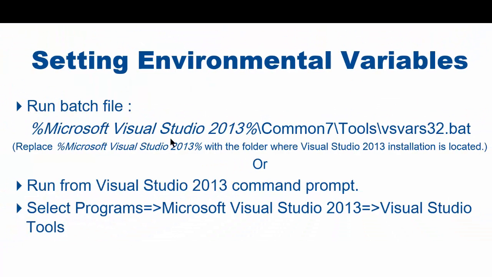You can either run this batch file which comes with your Visual Studio installation. You need to replace this section here between percent signs with the path for your Visual Studio 2013 installation, and under there's a folder called Common7 and a subfolder called Tools, and in there's this batch file which will set the environment variables so you can access the CSC command. Alternatively, you can run from the Visual Studio 2013 prompt, and when we start working with Visual Studio we might try that, but for now we're going to use this batch file.